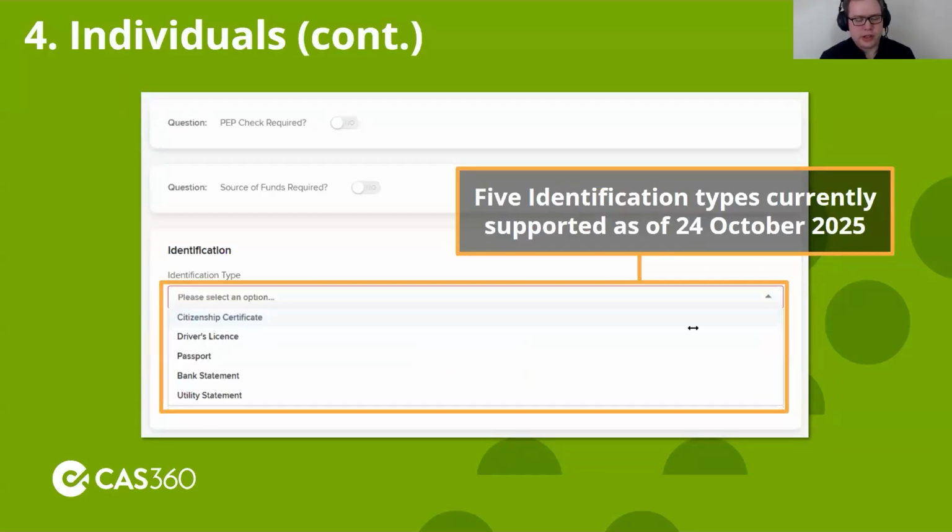Also about the individual section, we do have 5 identification types that are supported as of today's date. Naturally, this can change as we do make updates to the software. If you did have any additions that you would like added as supported identification, please feel free to use that feedback icon as that gets sent directly to our product team.